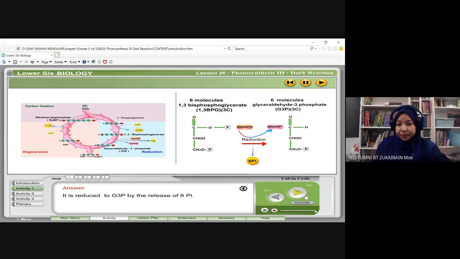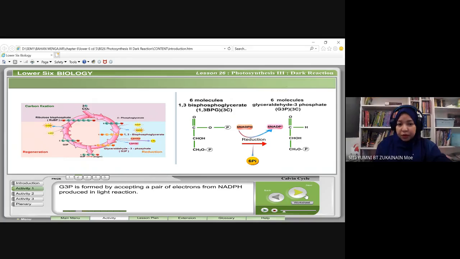So right here, we continue. G3P is formed by accepting a pair of electrons from NADPH produced in the light reaction. So the removal of the phosphate group is replaced by a hydrogen atom. Okay, now how many molecules of NADPH are utilized here? It's also 6 molecules of NADPH being utilized in this reduction stage. How many molecules of G3P are produced? It is 6 molecules of G3P.